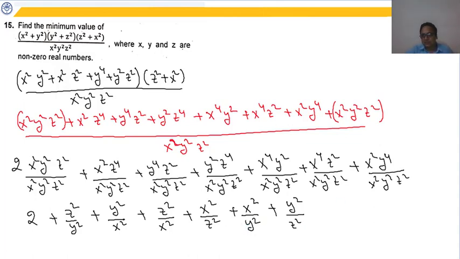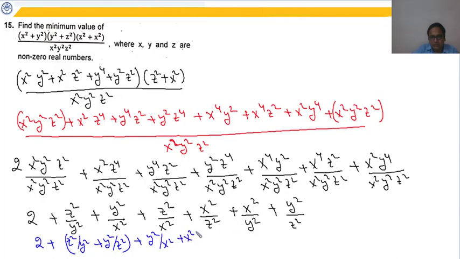Now we came to the same pattern that we had solved before. This is 2 plus z square upon y square, we had its reverse, the last term y square upon z square. So we club this part together. Plus y square upon x square, we had x square upon y square also. Plus z square upon x square, we had x square upon z square also. Now we know these are positive numbers and one number and the other is its reciprocal.